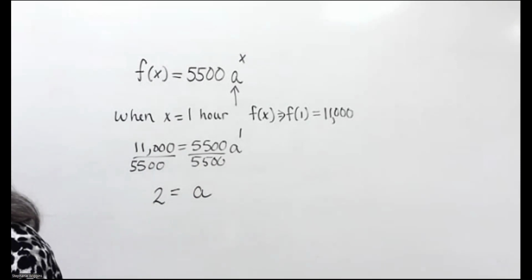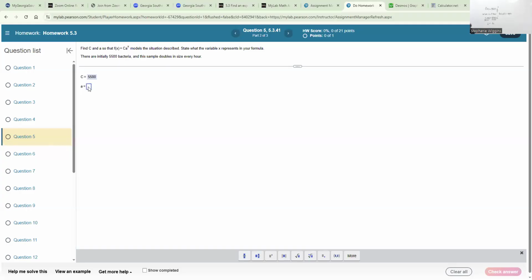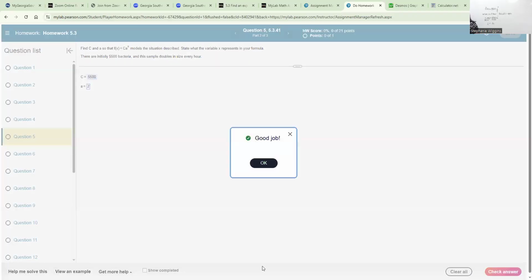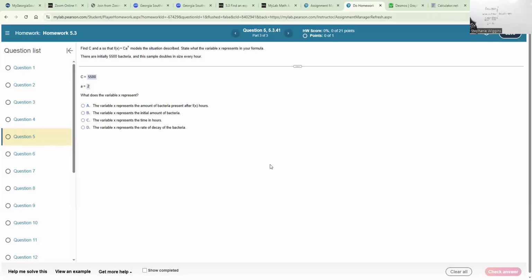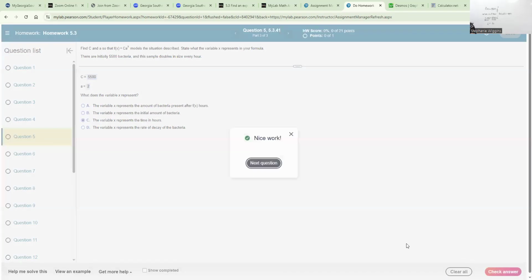So going back to our homework, we plug in 2. What does the variable x represent? The variable x is the time in hours. So C is the correct answer.